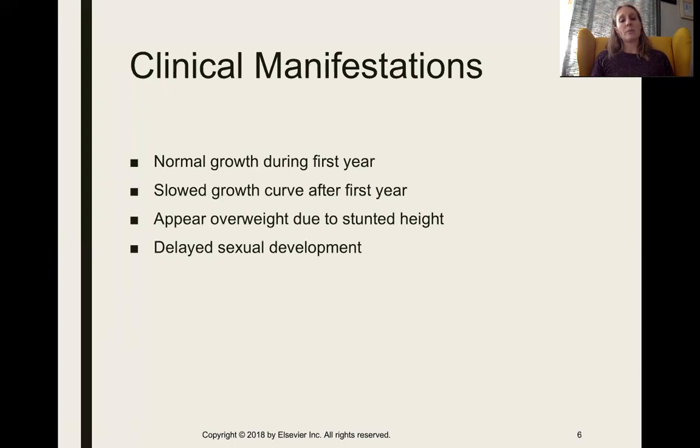The sexual development will be delayed. However, it will be normal. It won't be abnormal. It'll just be delayed.